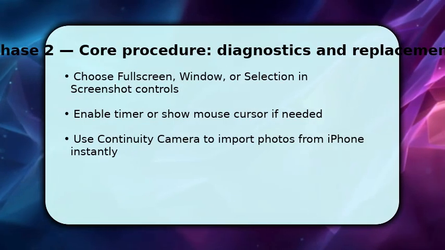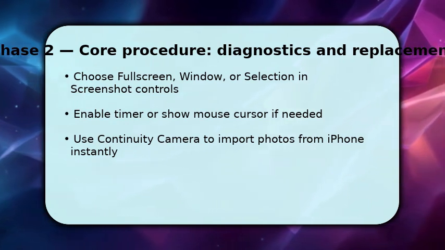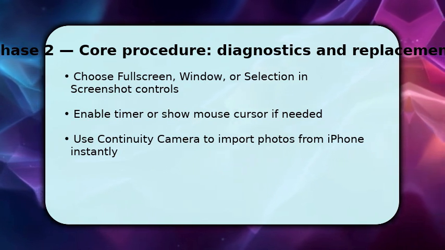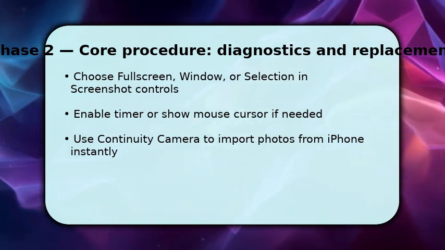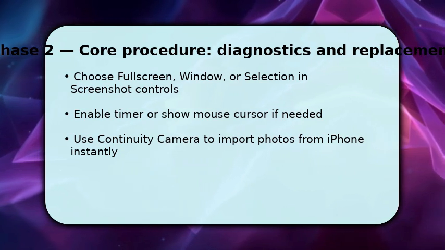Now refine how you capture. In Screenshot Controls, pick Full Screen, Window, or Selection to define the frame. Each option changes composition quickly. Use the timer for steady shots and enable the mouse cursor if you need to show UI elements. These small choices affect the final image.